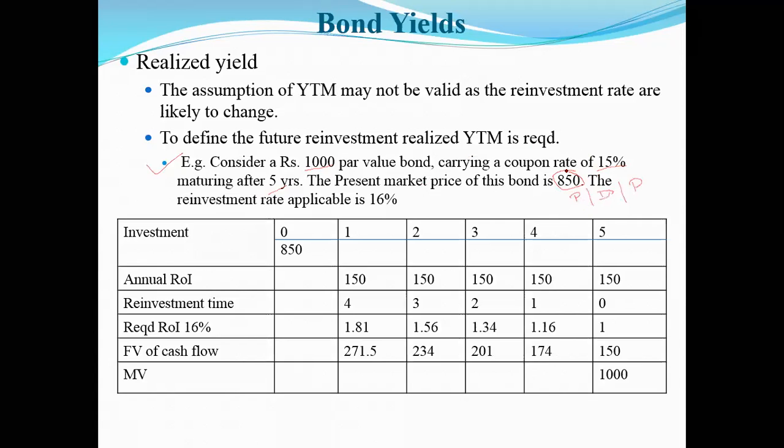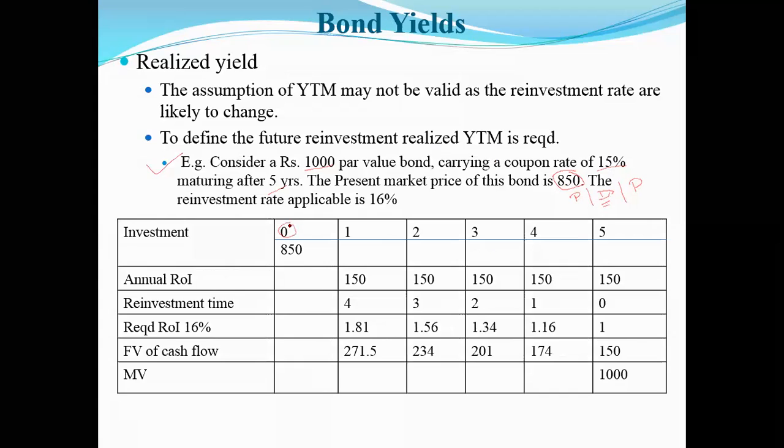Discount. It's a discount bond. Why? Because clearly it is told to us that the par value of the bond is 1,000 rupees and the bond is available in the market for 850 rupees, which means it is a discount bond. Clear? Now, I have purchased this particular bond in the 0th year.